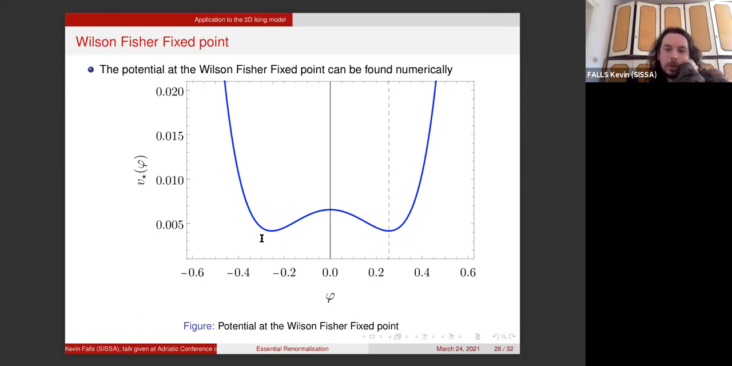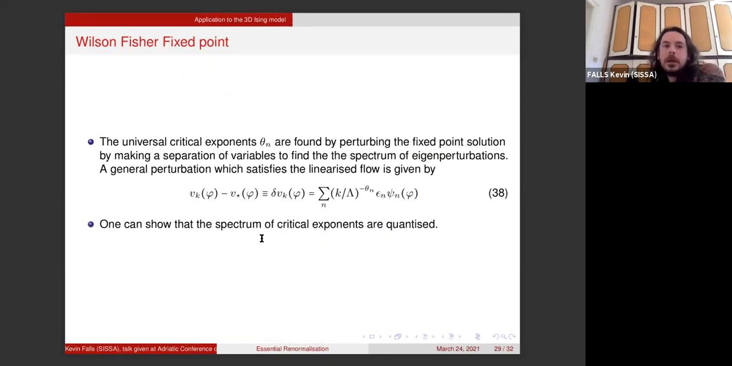So this allows you to find the fixed point, and then to find the critical exponents, what you do is you perturb the solution. So you look at the linearized flow around the solution, and then you can express this linearized flow as a sum of terms which are then eigen perturbations. So you make a separation of variables, so you have all the k dependence in this factor where theta will be the critical exponent, and then you have all the phi dependence in this psi of phi. And one can show when you look at these equations that the spectrum is quantized, so that it is not a continuous spectrum.